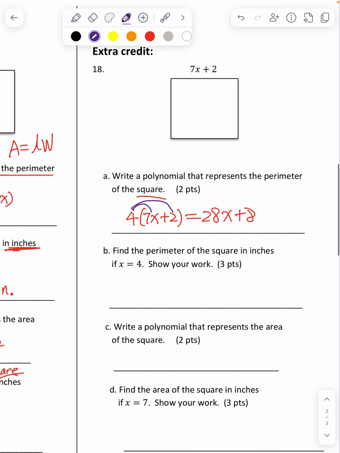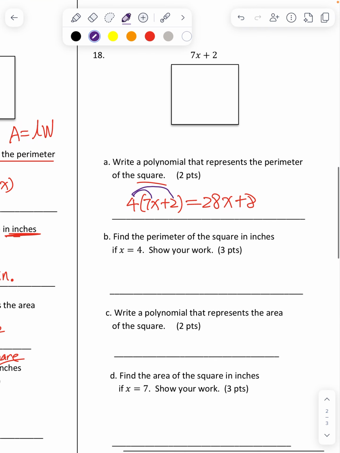Find the perimeter of the square in inches if x equals 4. So 28 times 4 plus 8. Let me use the calculator. 28 times 4 is equal to 112, plus 8. That's 120. So 120 inches.